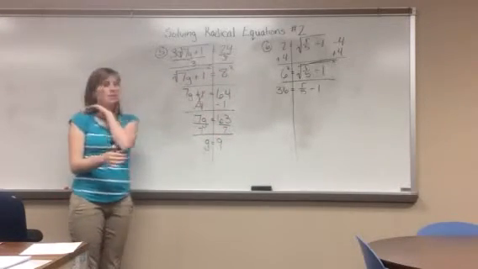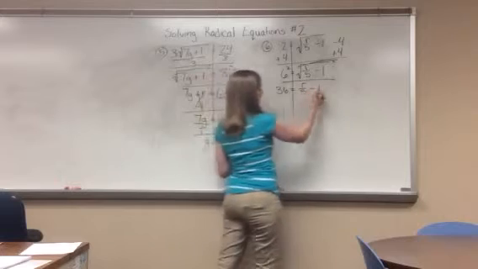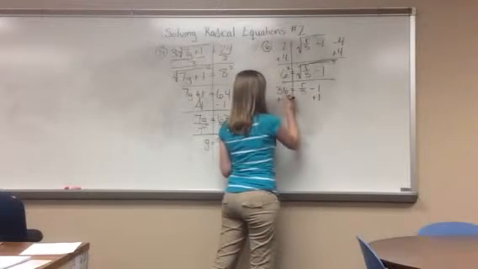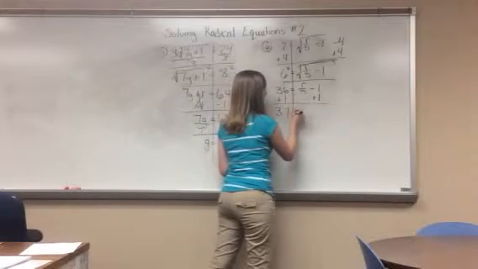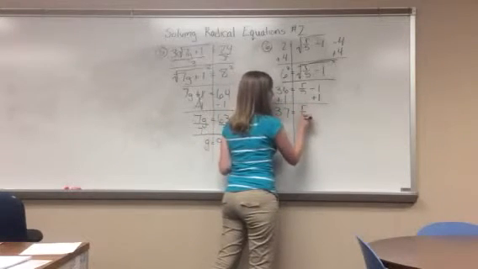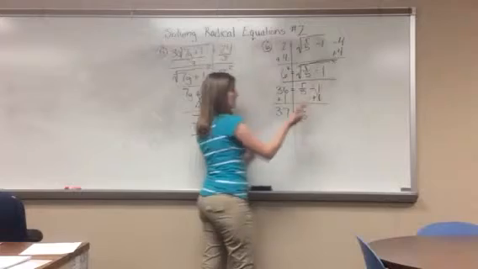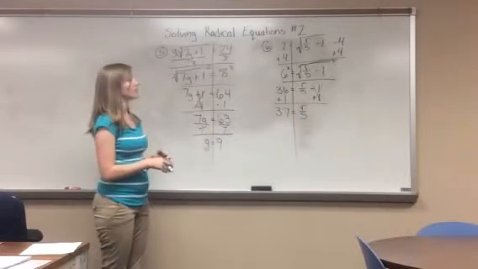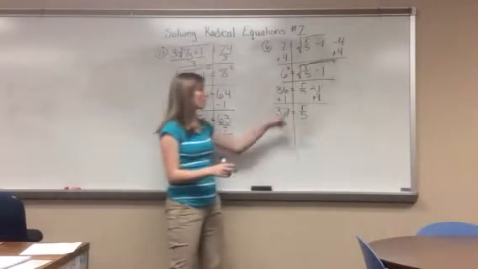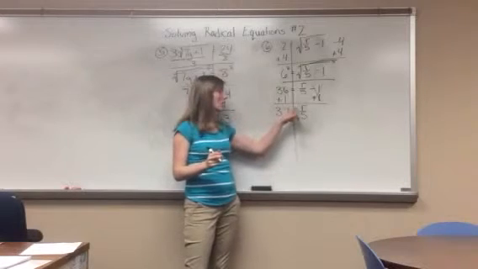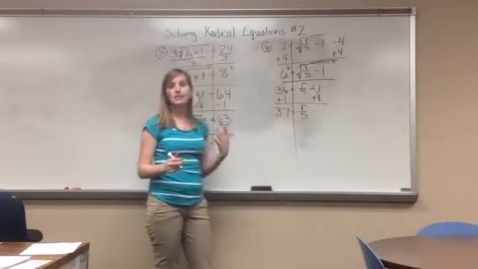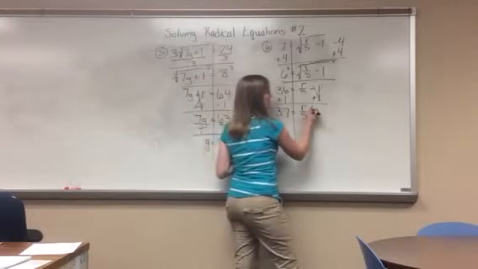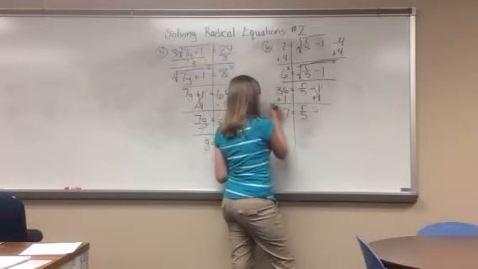To cancel out the minus 1, I need to add 1 to both sides. 36 plus 1 is 37. R over 5 stays the same, and my 1's cancel out. And we have one last step. Remember, a fraction means division. This is r divided by 5. So the opposite of dividing is multiplying. So I need to multiply both sides by 5.